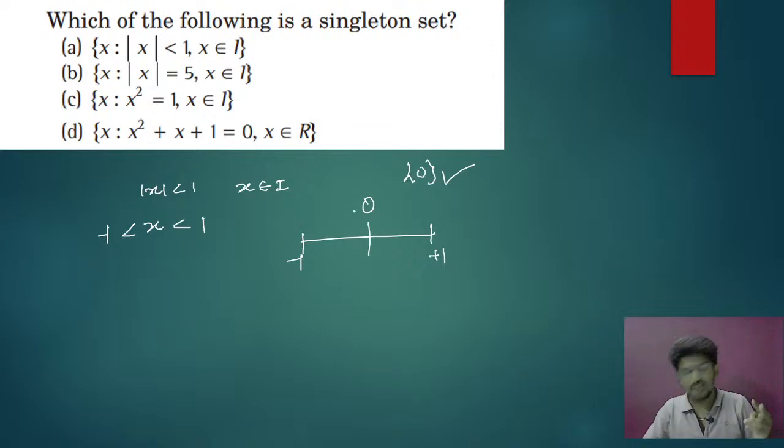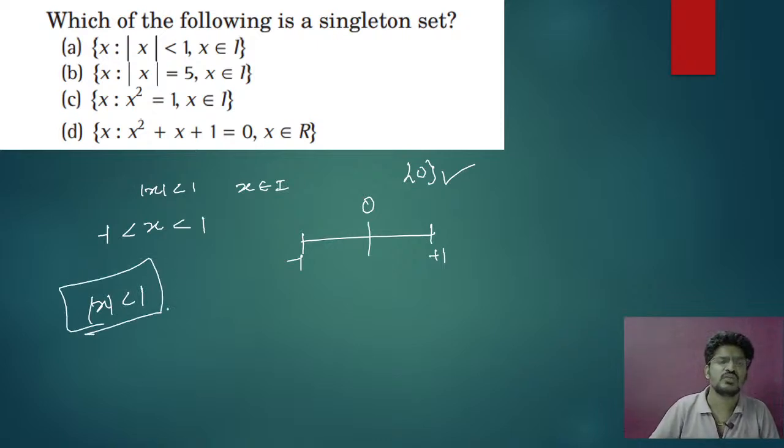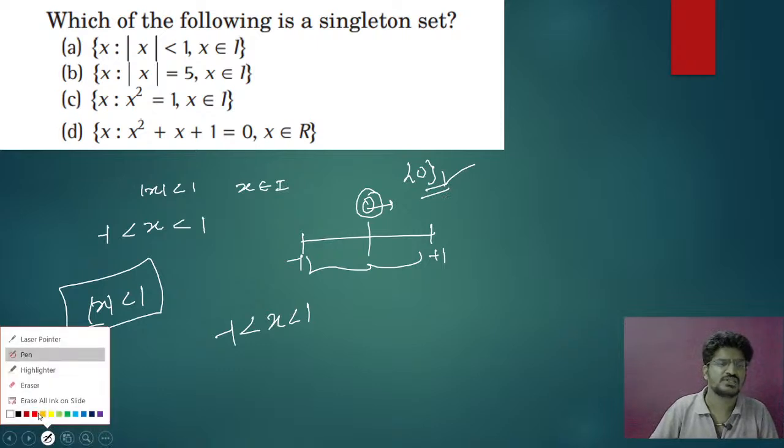Suppose in JEE Advanced exams, sometimes they ask more than one option is right. That time you have to go for solving the others also. But here, no problem. If you know how to simplify mod of x is lesser than 1, then it is very simple. Mod of x is lesser than 1, you can simplify it as x is lesser than 1, greater than -1. From -1 to +1, we have only one integer, that is 0. So therefore it is only one element, that is 0. So therefore option A will be our correct answer.